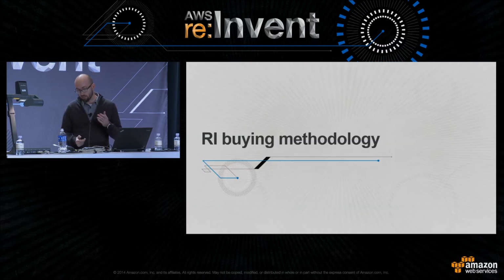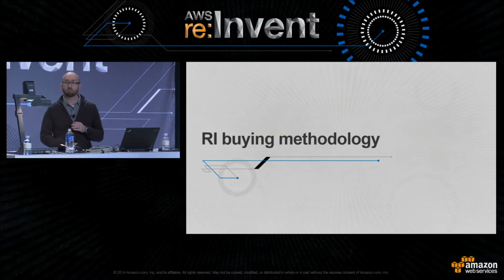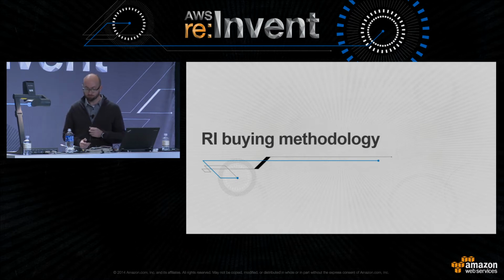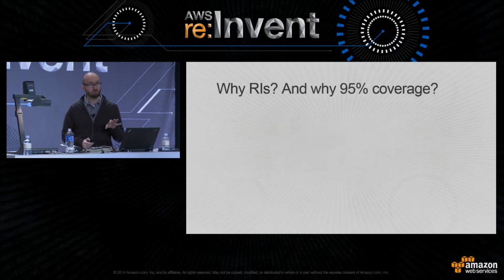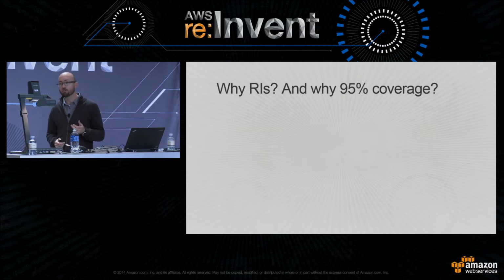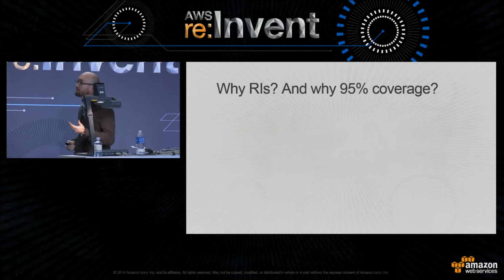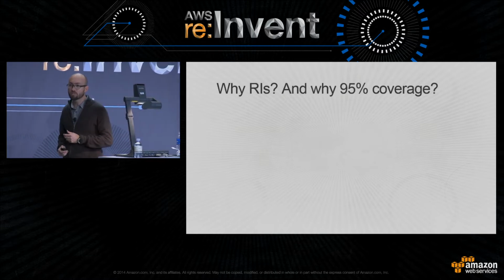So let me start by talking through an RI purchasing methodology. And there's a few things that we want to kind of pick apart here. The first is, why buy RIs? And the second is, why go for 95% coverage?